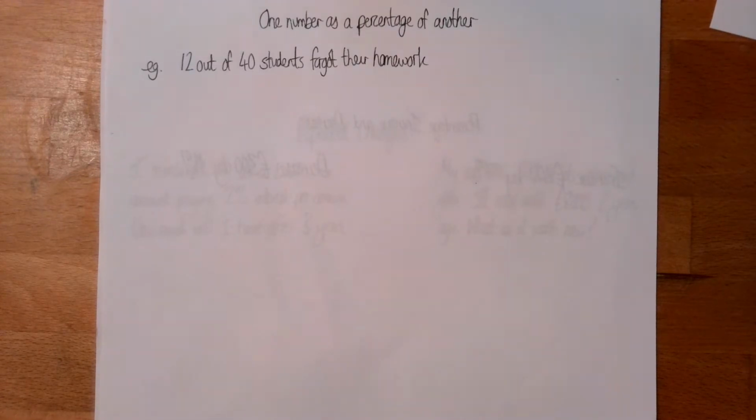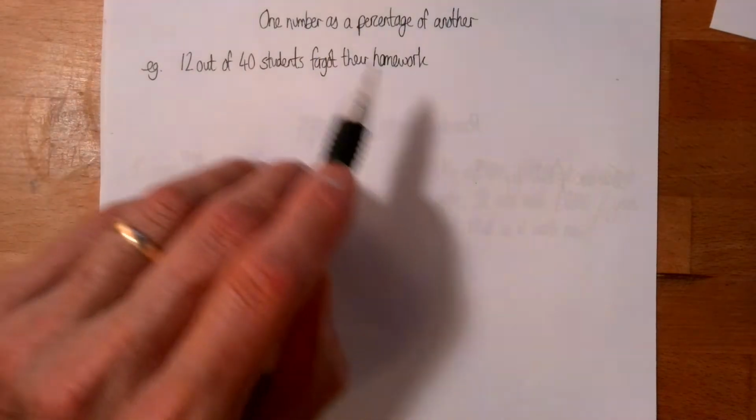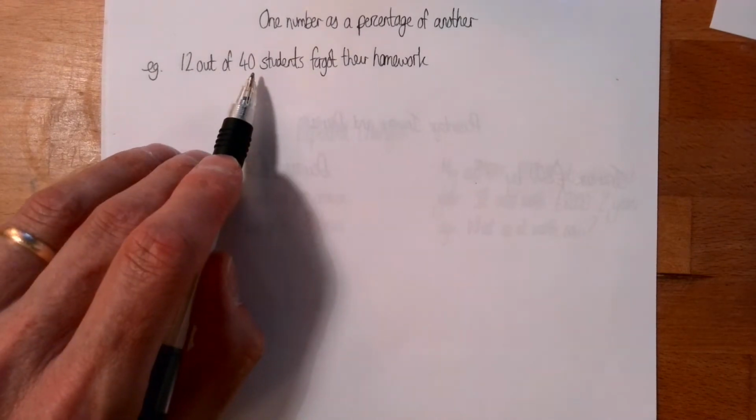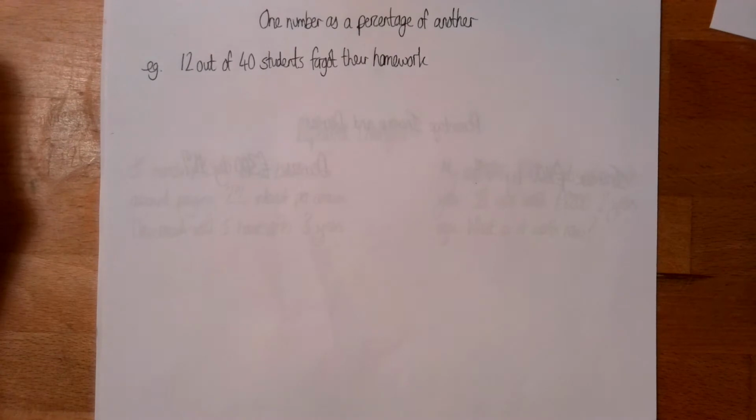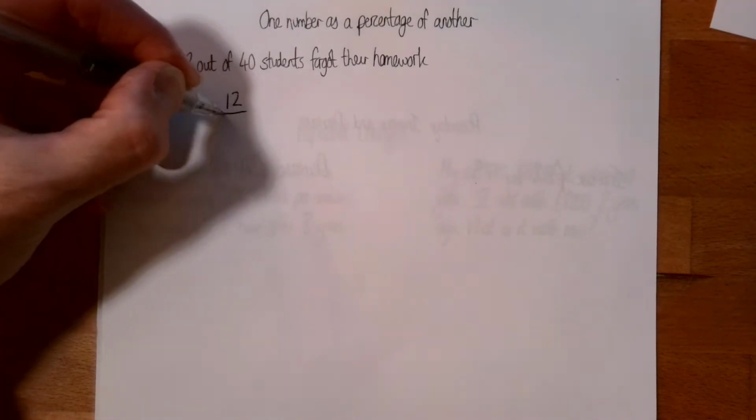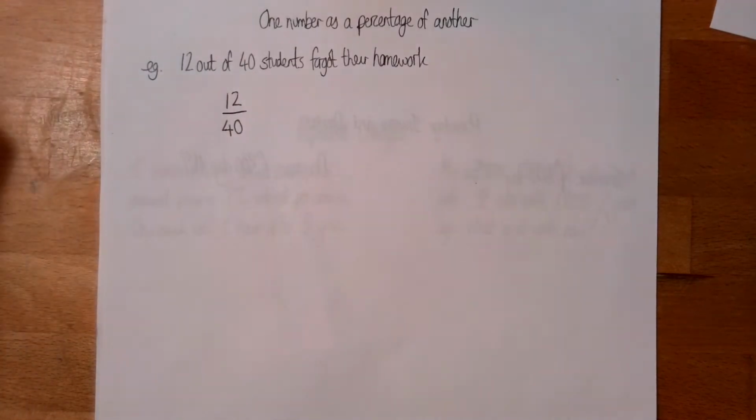12 out of 40 students forgot their homework. I want to write this number as a percentage of this number. So we're writing one number as a percentage of another. Really easy process. Firstly, write it as a fraction. If I didn't have a calculator, I would perhaps try and cancel that fraction and do this process manually.